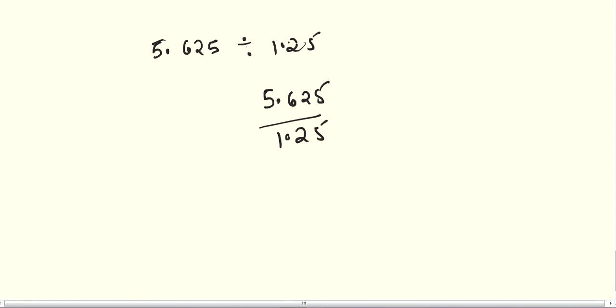Suppose you are having 5.625 divided by 1.25. So this can be written as 5.625 divided by 1.25. When you have to divide a decimal number by a decimal number, for that, remember one thing.